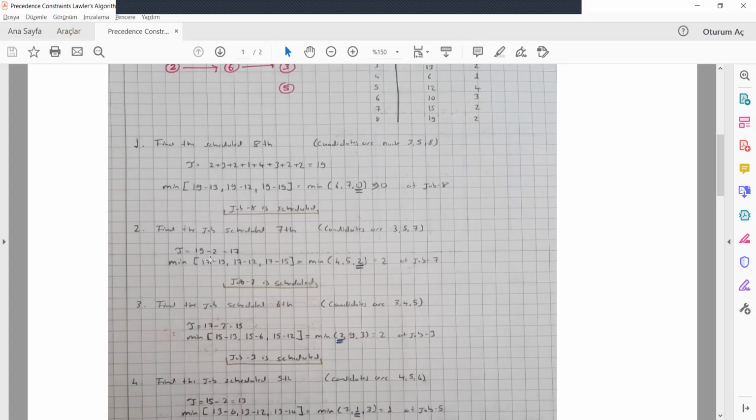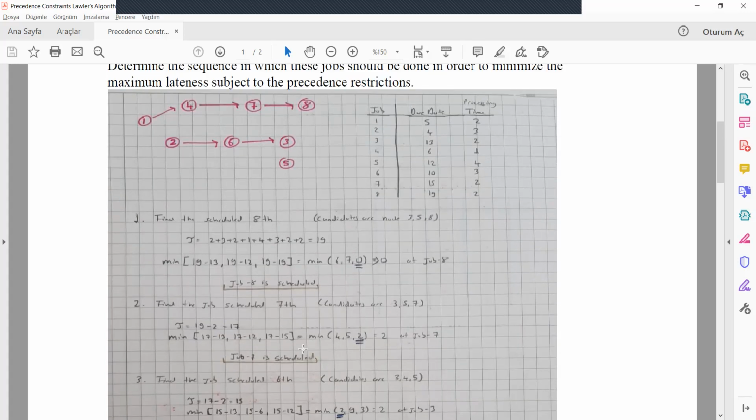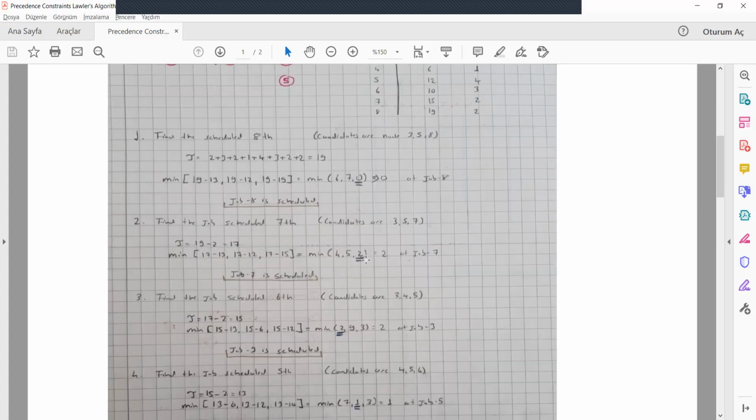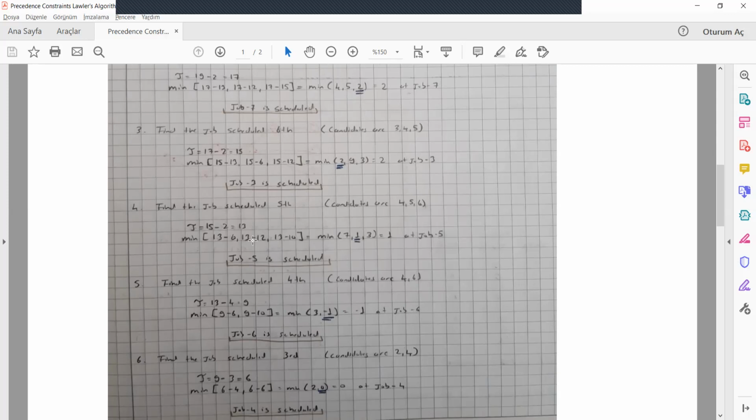So we take the difference between our updated processing time and the due dates of our candidates, which are 13, 12, and 15. We get this result, and we need to find the minimum of these values, which is 2 and corresponds to job 7. As a result, job 7 is scheduled. When we apply the same formula, job 3 is scheduled, and in the fourth step, we get the result that job 5 is scheduled.